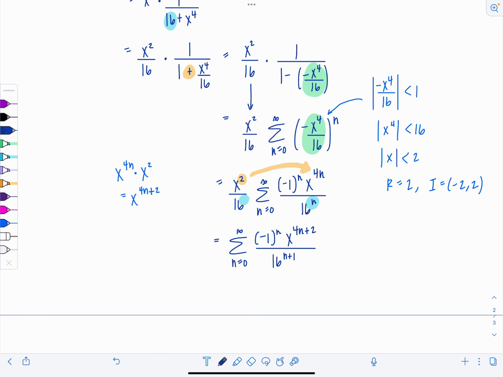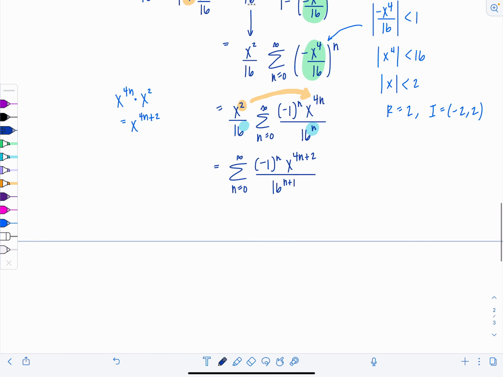Now, you could stop here, but technically, 16 we can break down as 2 to the fourth raised to the n plus 1, and then that would be, remember, this would distribute to 2 to the 4n plus 2. And the reason that's just a wee bit more desirable is because 2 also matches the radius of convergence, and notice this exponent is the same one that I have on x. So that is a more desirable way of writing it, guys.